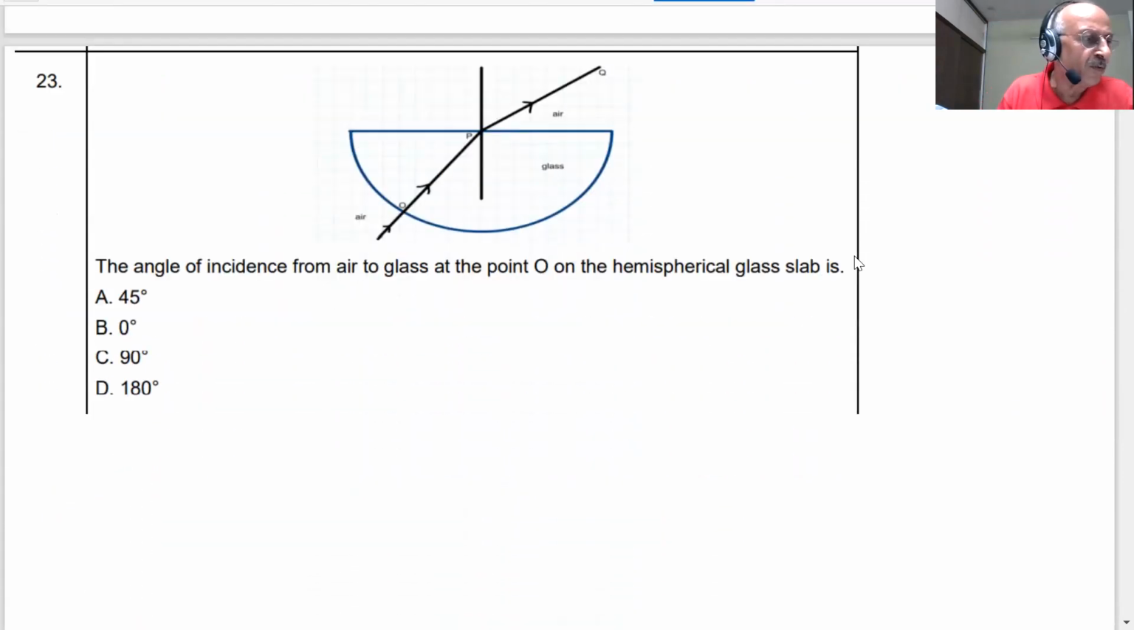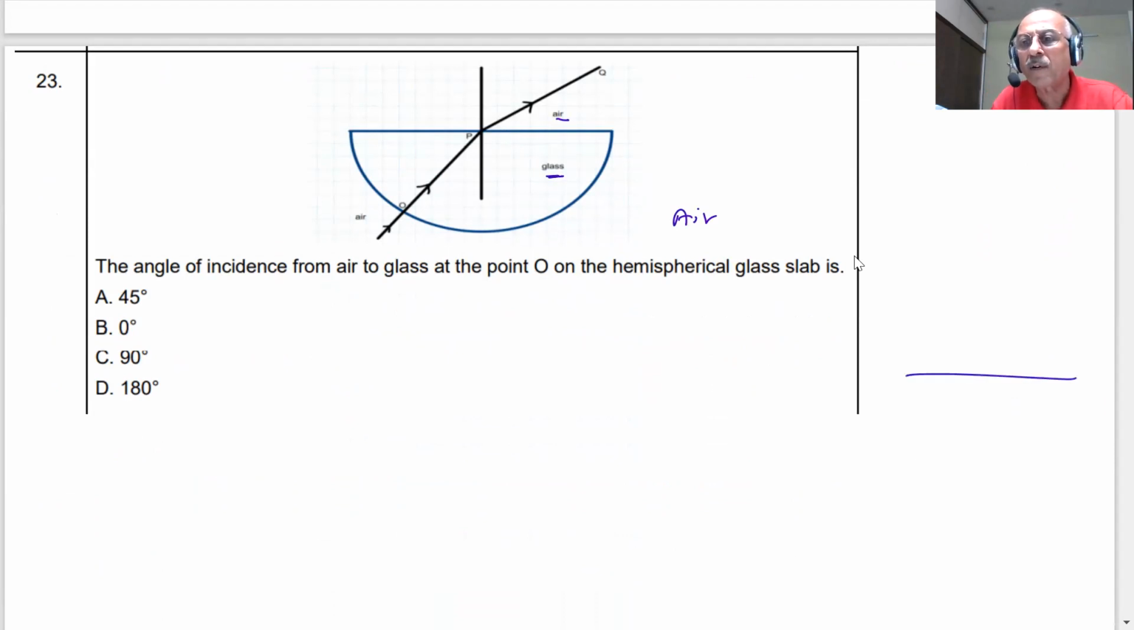Here is another question, student: you can see the angle of incidence from air to glass. This is my air, and this is a glass. This is air. At point O, this is my point O. Normally, if I have a mirror, this is my point O. Now, what happens at this point? If a ray of light is perpendicular to this, it is reflected back in the same direction. If this angle is 90 degrees, you have studied this in the case of a mirror also.